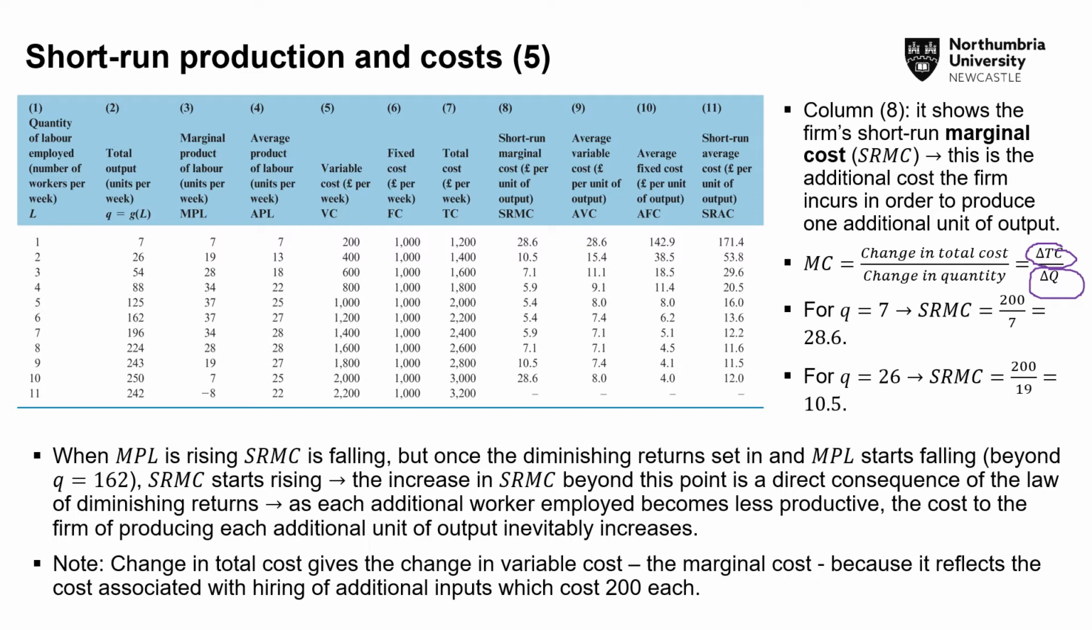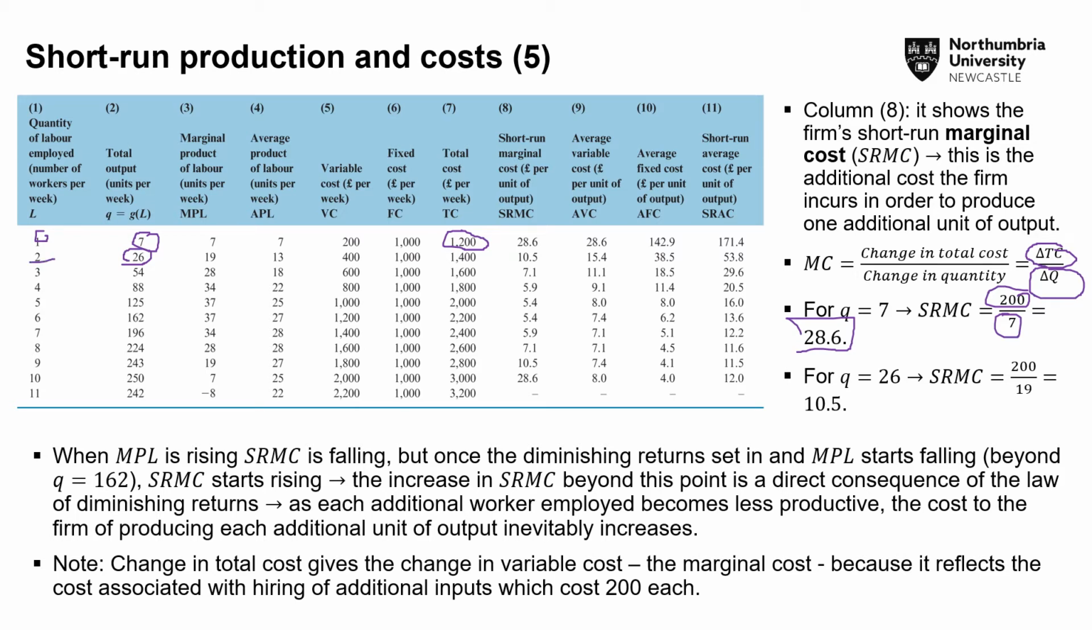So for example, when we are producing 7 units of output, what is the change in the total cost? Well, the change in the total cost is 200 because we need to hire 1 employee. So we divide 200 by the units of output, and our short-run marginal cost then is 28.6.